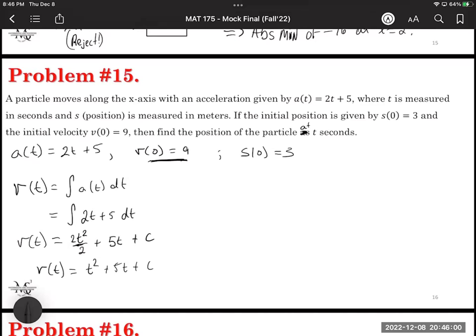That's true. The way to justify this is as follows. You see, v of 0 implies that when t is 0, you're going to get 0 squared plus 5 times 0 plus c equals 9. But when you do the computations, what happens to the 0 squared and the 5 times 0?